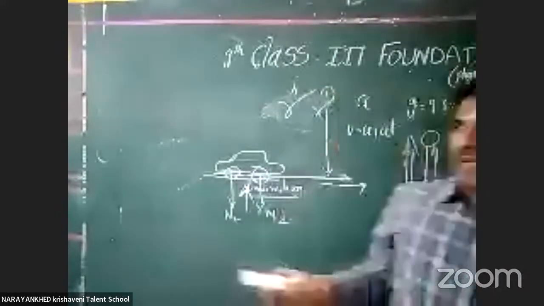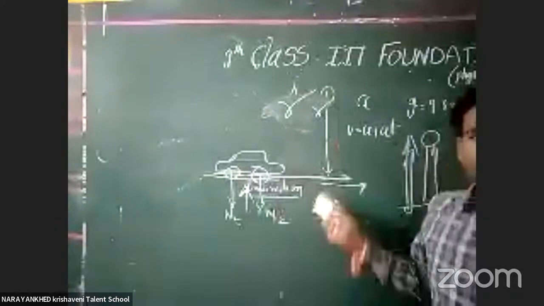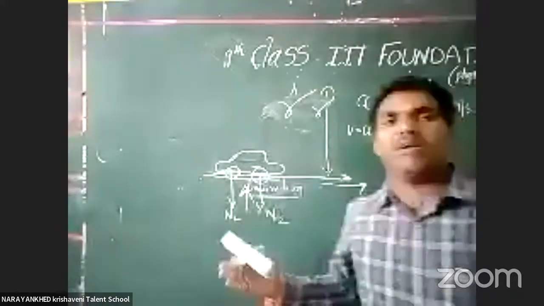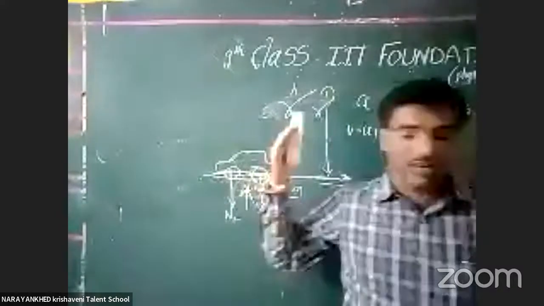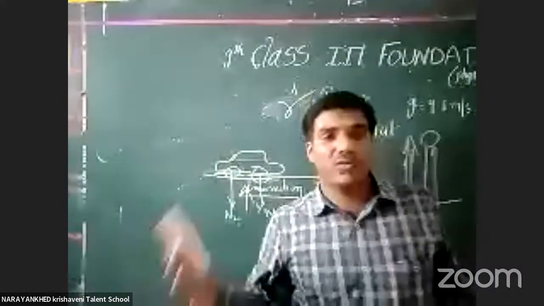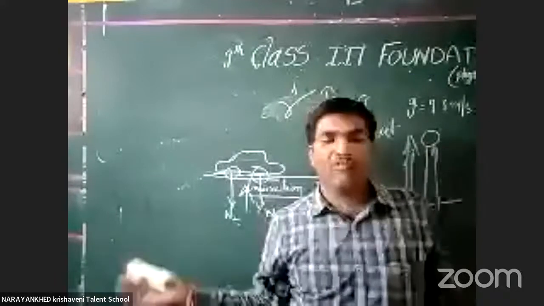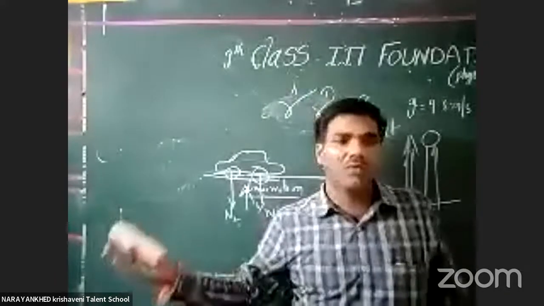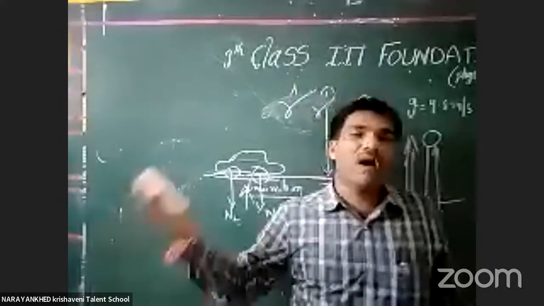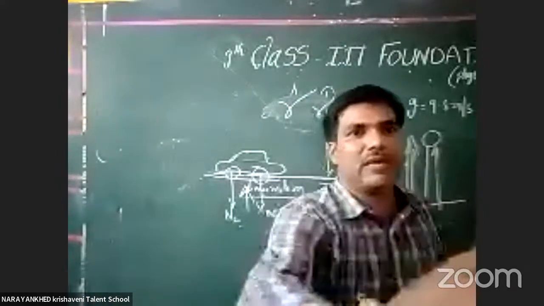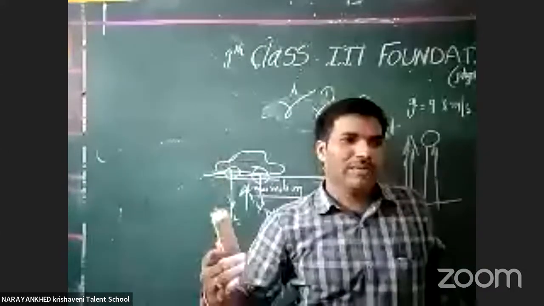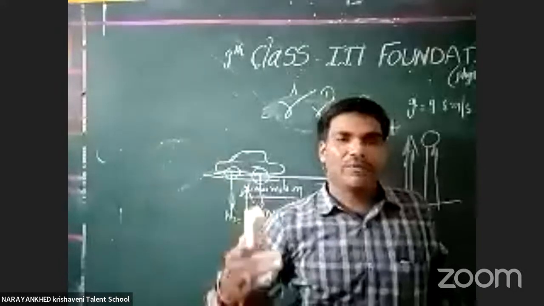That's why for freely falling bodies we will not write V equal to U plus AT. We write S equal to UT plus half AT square, V square minus U square equal to 2AS, and Sn equal to U plus A(n minus 1/2). Only one thing changes here: A is replaced by G.